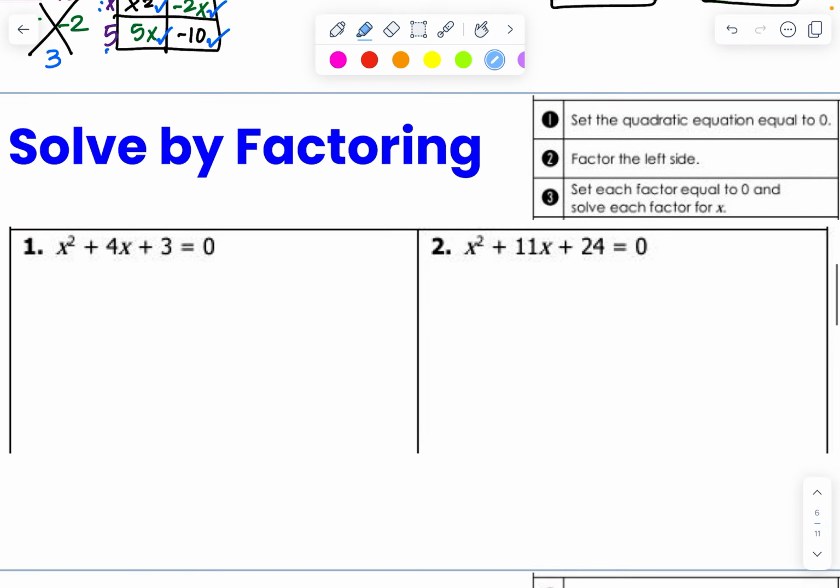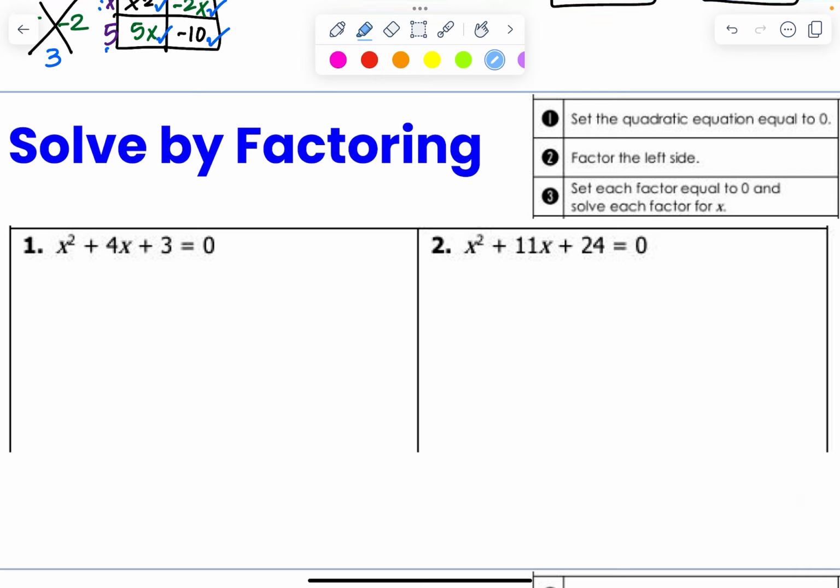So let's jump into it, okay? I put the top 3 steps up here. Set the quadratic equal to 0, factor, set each factor equal to 0, solve each factor for x, just as a little guide so you remember what to do, because it is a multi-step process. So here's 2 more equations we want to solve by factoring.